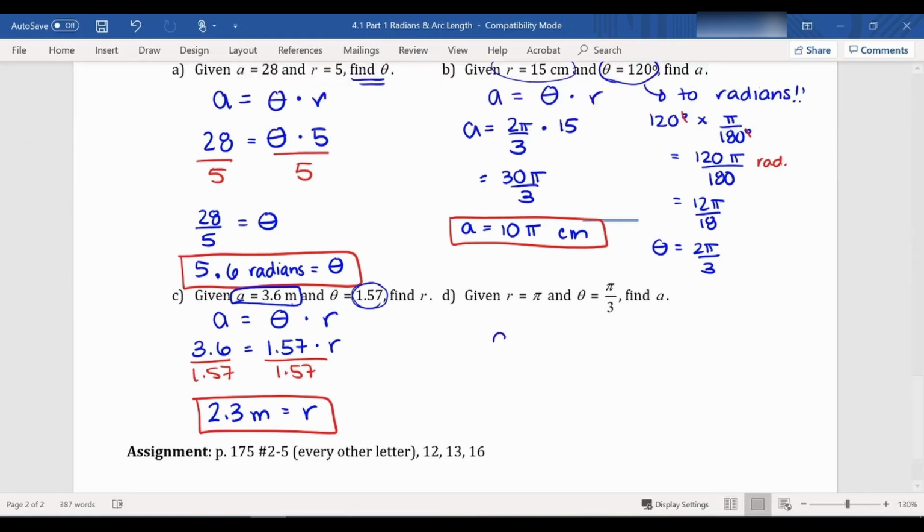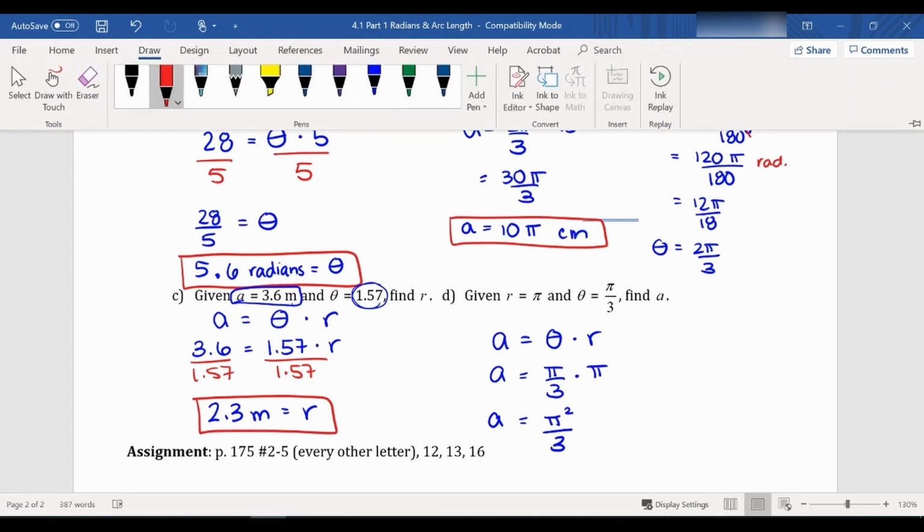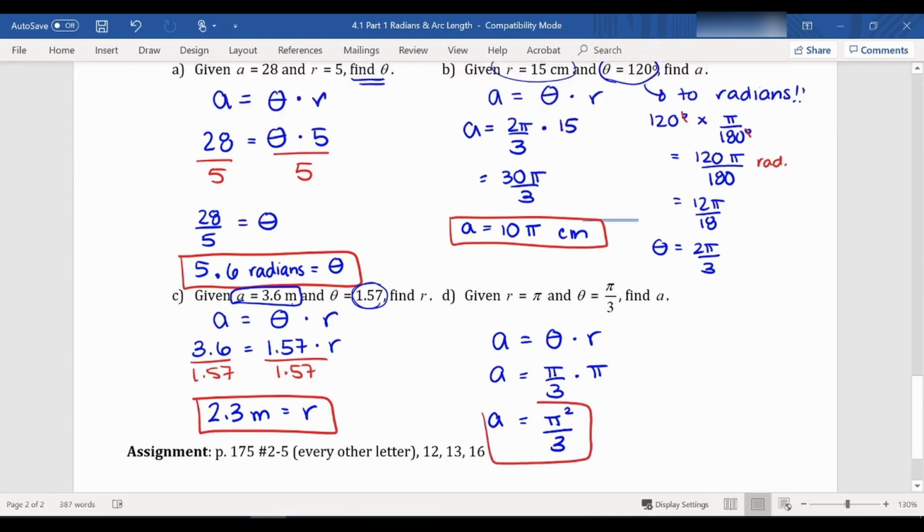And last one, A is equal to theta times R. We don't know A, that's what we're trying to find. Theta is pi over 3. R is pi. This is going to give me pi squared over 3. And again, we would usually just leave our answer like this, leave the pi in our answer. You could, on your calculator, take pi, square it, and divide by 3 and get a decimal answer, but normally we would just leave it here.